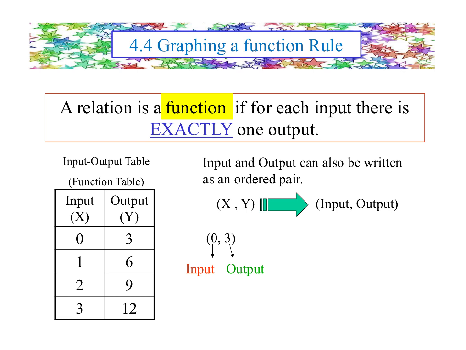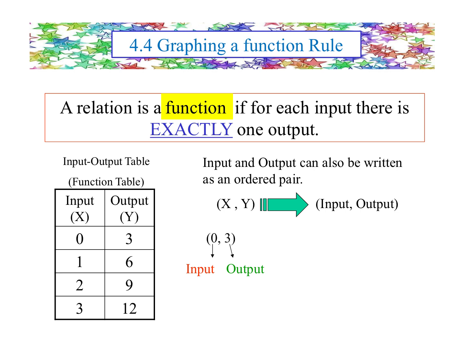So today we're going over 4.4, graphing a function rule. A relation is a function if for each input there is exactly one output. So this is a reminder of what we already know of a function. For every 1 x, you get 1 y.